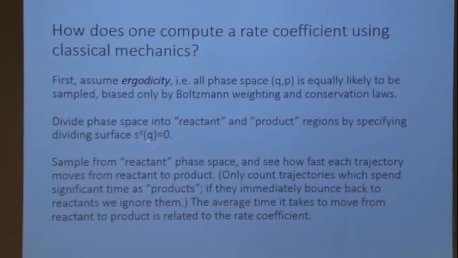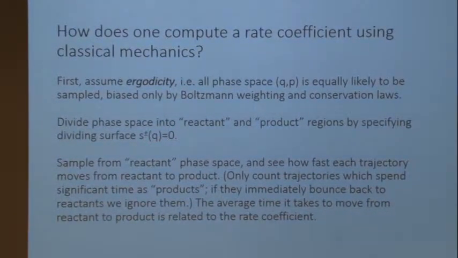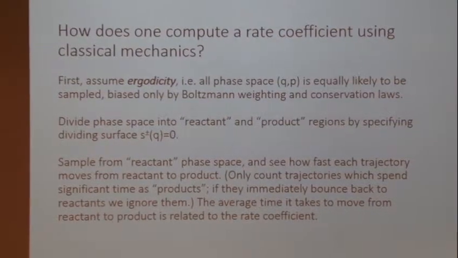So I define a dividing surface S of Q, and I define the boundaries being when that's equal to 0. And so I can evaluate: if S is positive, I call it product. If S is negative, I call it reactant. If S is 0, it's on the boundary between reactant and product. And it's up to you as the user. You can define your own boundary.